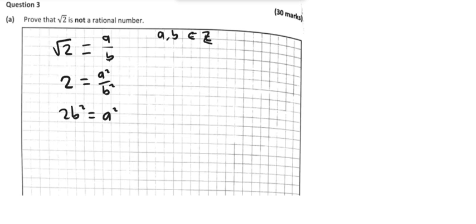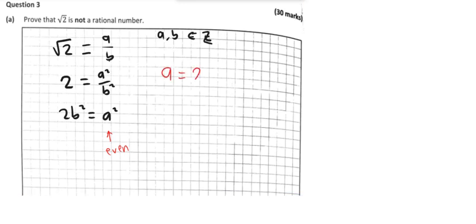Now from this I know that a has to be even. And the reason it has to be even is because we know that b is an integer, so any number in instead of b there, whether it be a positive number or a negative number, if you square that, it has to give you a positive. And then if you times that by 2, it has to give you an even number. So therefore we know that a squared is going to be even. And therefore a has to be even as well.